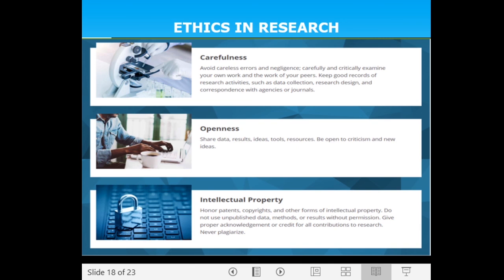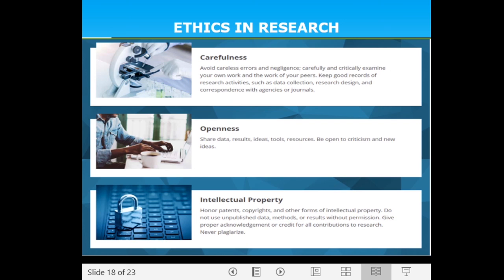Openness. You have to share the data, results, tools. Be open to criticism. Whenever you share your research openly, only then will you get suggestions. You will get criticisms, so be open. IPR: honor patents and copyrights.